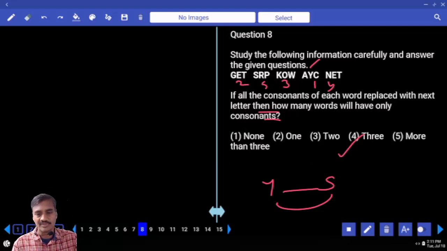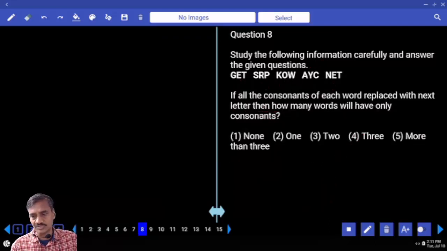7th one done. Then the 8th one: if all the consonants of each word are replaced with the next letter, how many words will you have? Only consonants. Consonants of each word are replaced with the next letter. Again the question is about consonants, isn't it?